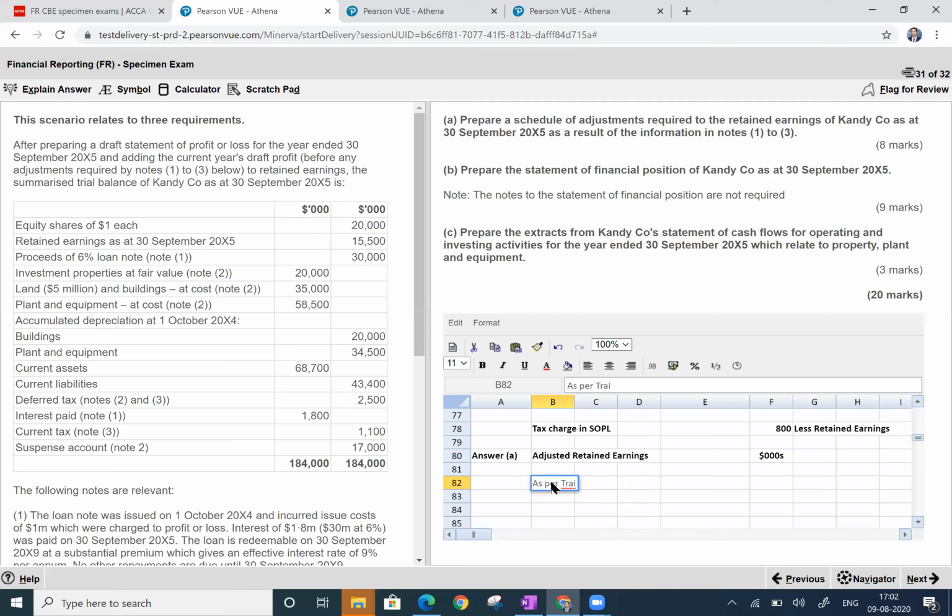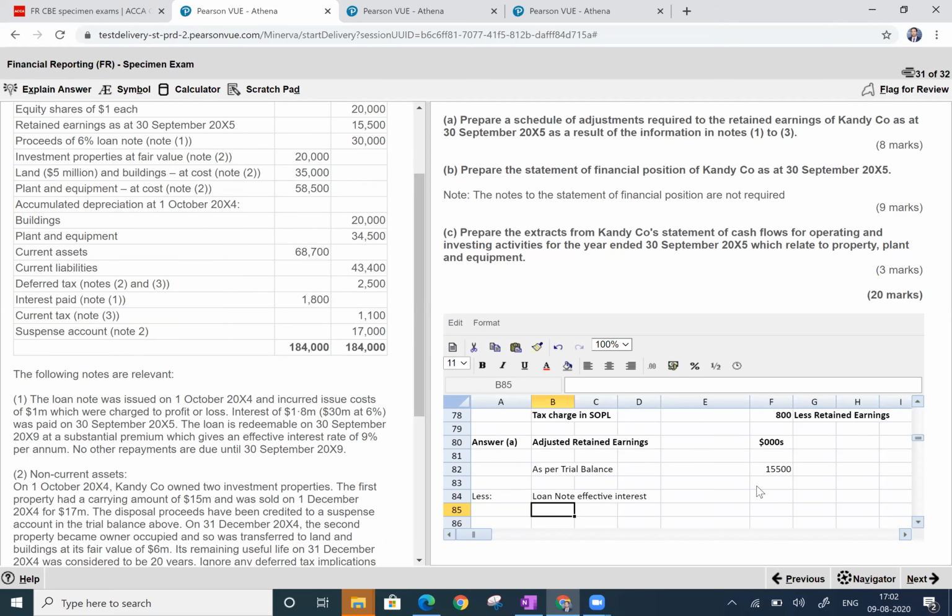As per trial balance equal to their given 15,500. Now do all the adjustments required, one by one. The first one was loan note interest. So it will be less loan note effective interest.